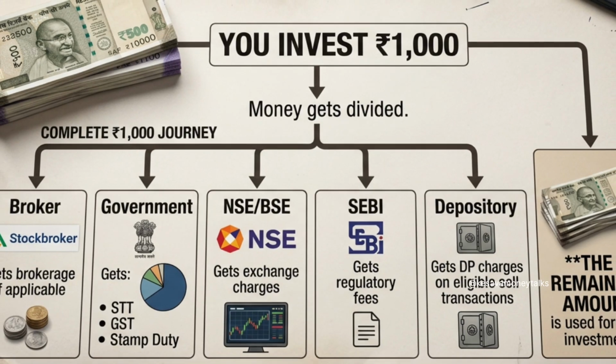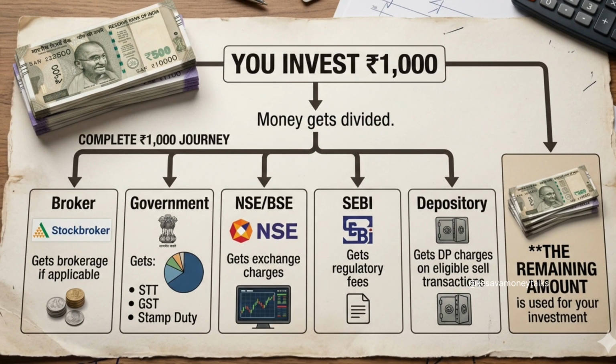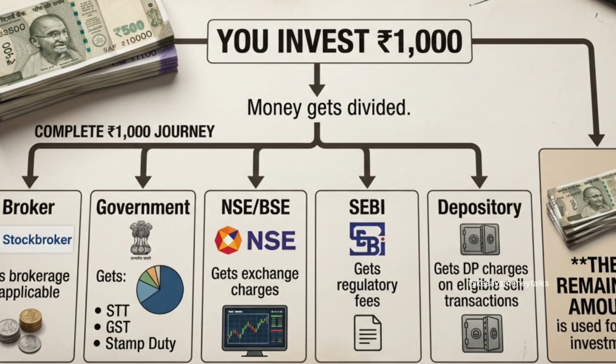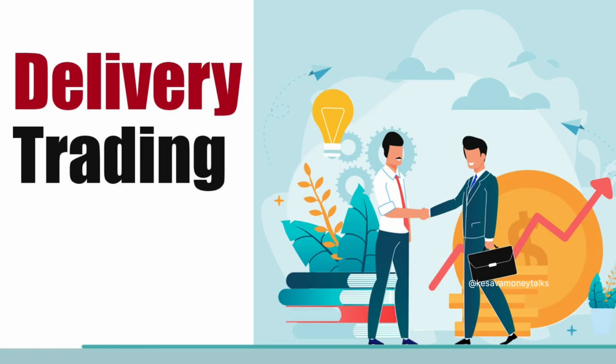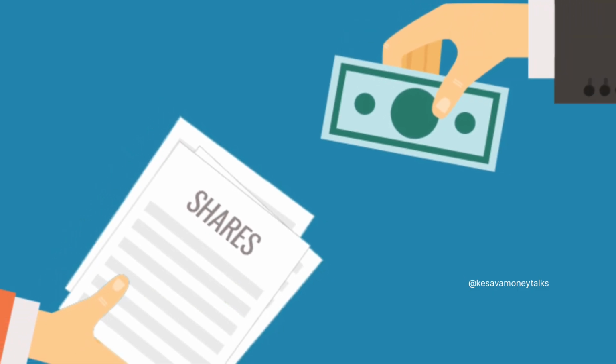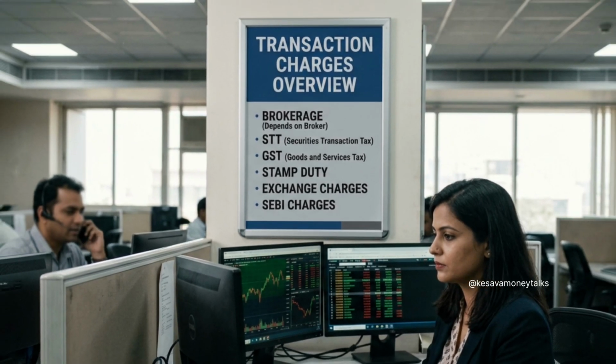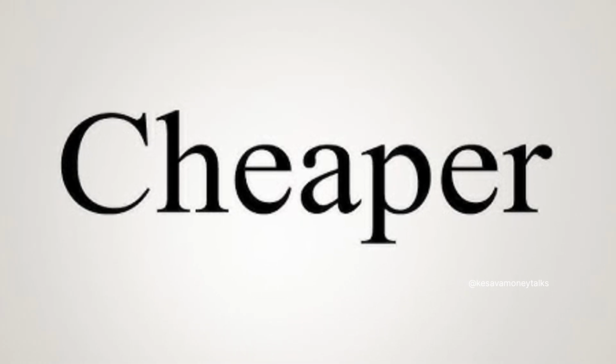And part 9, complete 1000 journey. You invest 1000, money gets divided. Broker gets brokerage if applicable. Government gets STT, GST, stamp duty, and NSE BSE gets exchange charges, and SEBI gets regulatory fees. Depository gets DP charges on eligible sell transactions. The remaining amount is used for your investment. And part 10, delivery investing. Suppose you buy shares and hold them. Common charges: brokerage depends on broker, STT, GST, stamp duty, exchange charges, SEBI charges. Generally cheaper than active trading.